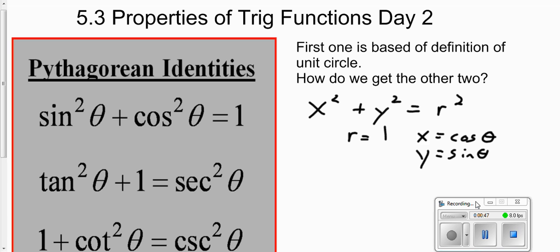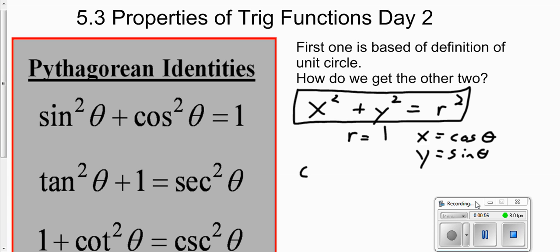If we plug those into our equation of our circle, we see that we get cosine squared theta plus sine squared theta is equal to 1 squared here. Rearranging these, we can see we get the Pythagorean identity from here.